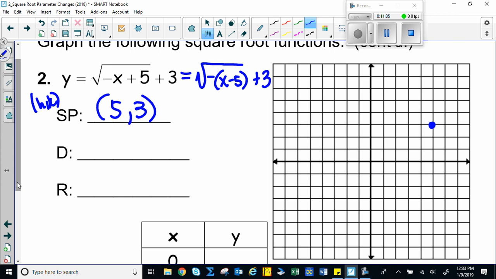But I can use the counting scheme. So starting at my starting point, I'm going to go left 1 and up 1. I'm going to go left 1, 2, 3, 4, and up 2. I'm going to go left 1, 2, 3, 4, 5, 6, 7, 8, 9, and up 1, 2, 3. All right, so there's my reflection horizontally.